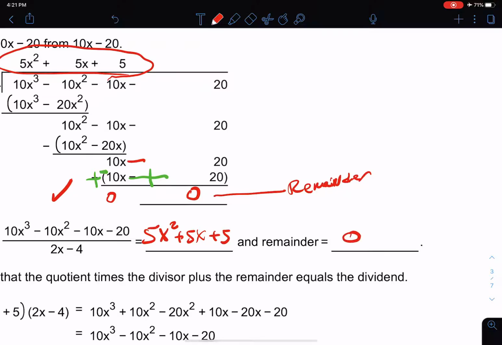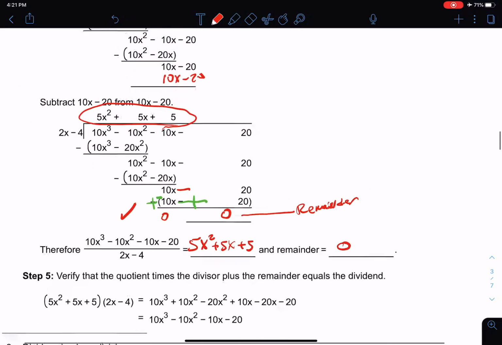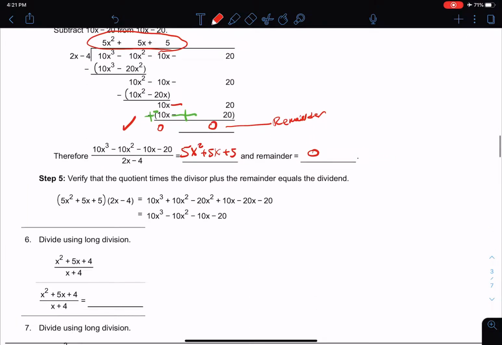And so the remainder is 0. All right, moving on. Oh, more? Okay, they want us to do more. So they say, verify the quotient times the divisor plus the remainder equals the dividend.